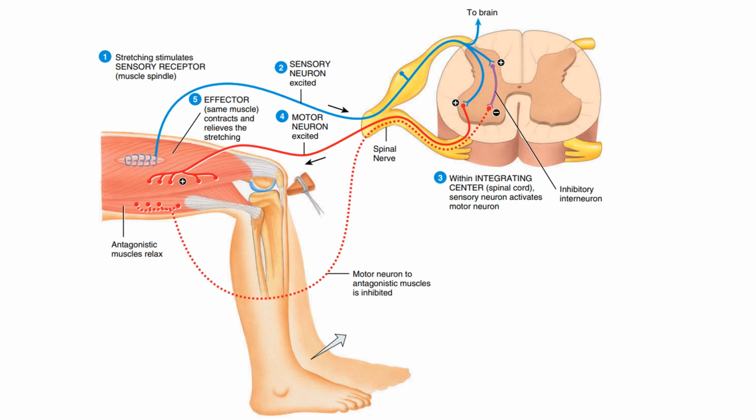The sensory receptor is the muscle spindle that detects stretching in the muscle, and the action will be contraction of that muscle to decrease overstretching of this muscle.